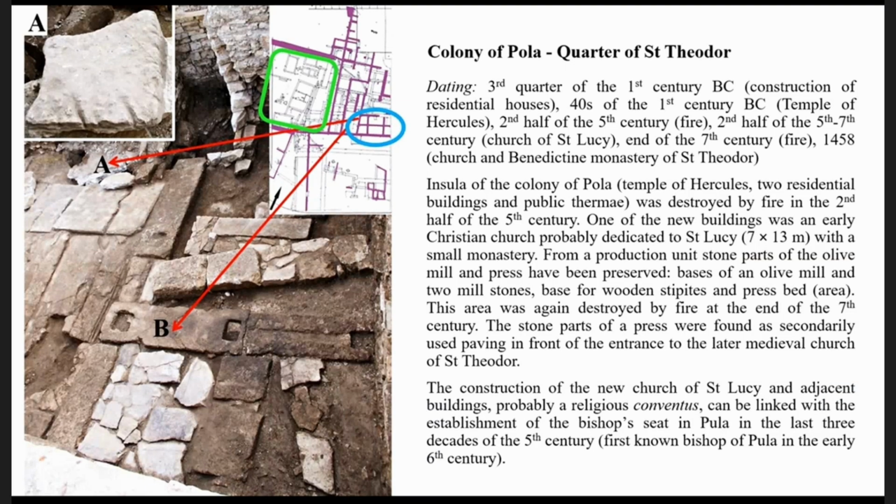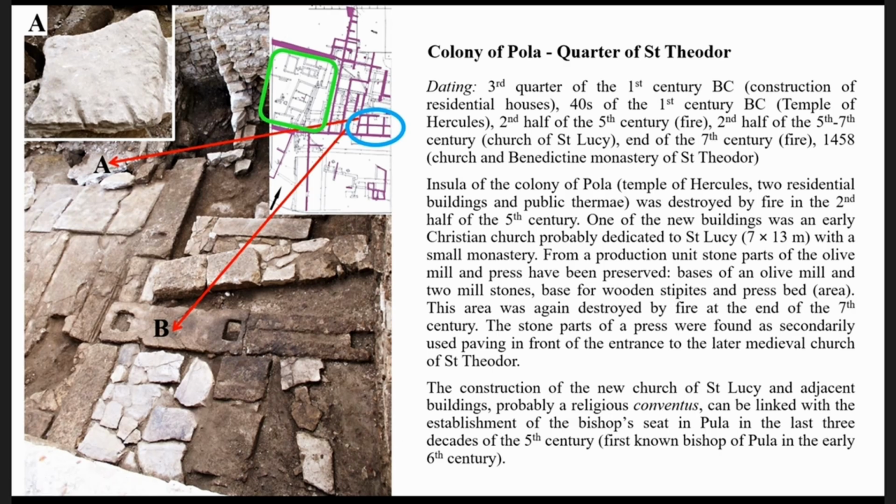Now I will move to Histria. This is the colony of Pola, today the city of Pula, the quarter of St. Theodore. The name of St. Theodore was given by the 15th century church, which was actually built on the same place as the early Christian church of St. Lucy from the 5th century. The church is in the blue circle.